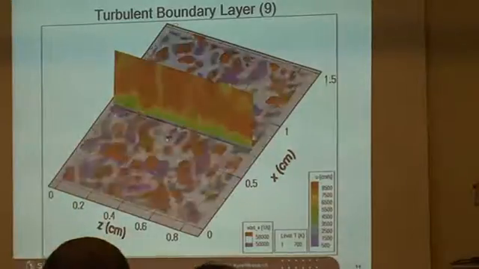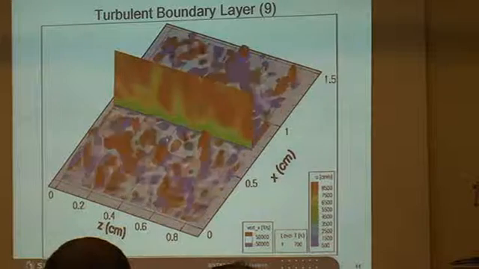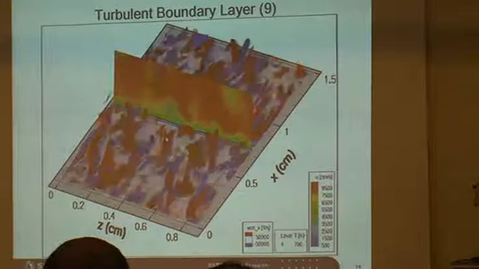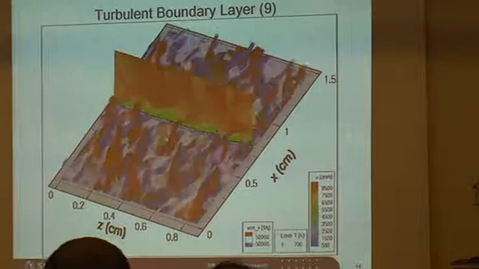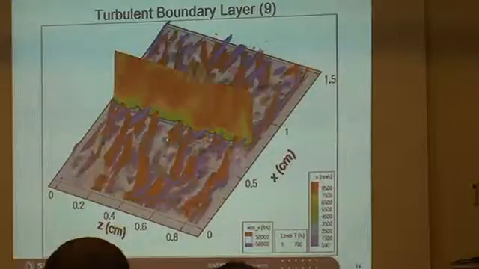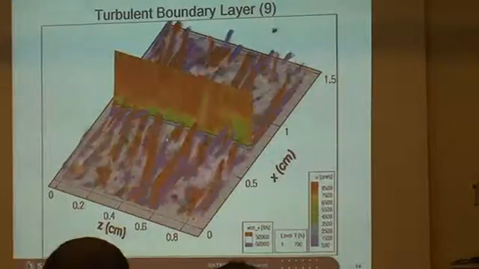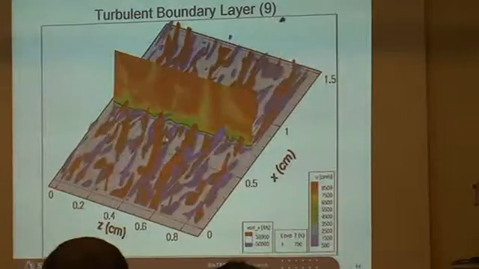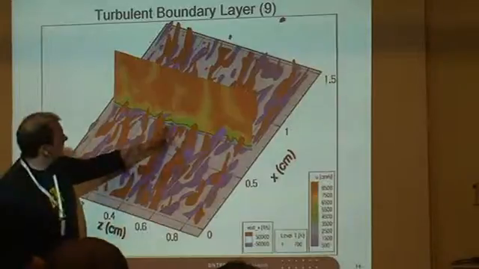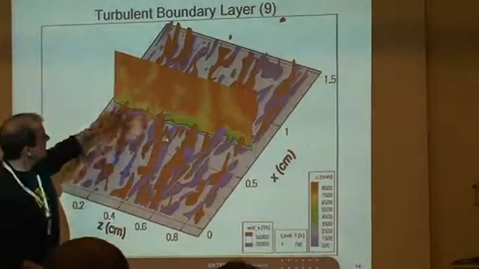What's the typical Mach number in this calculation? Not very high, 0.1, 0.2. You see now they are formed, and there are many.